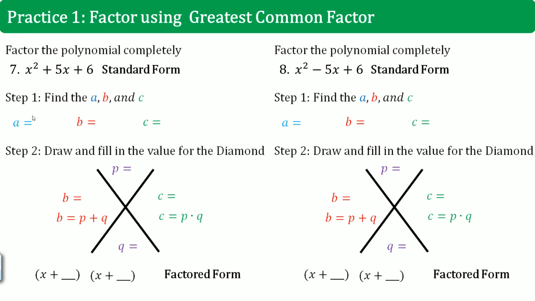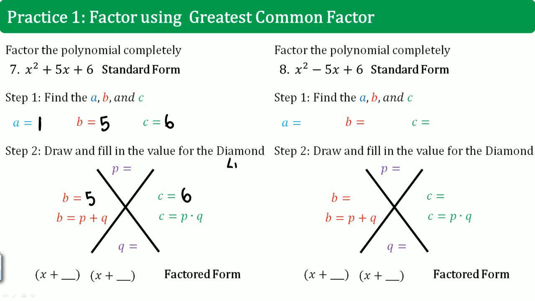So what is A here? It is 1. What is B here? It is 5. And what is C? It is 6. So step 2, draw and fill in the value of the diamond. B is equal to 5, C equals 6. We now ask what two numbers multiply to make 6 but add to make 5.